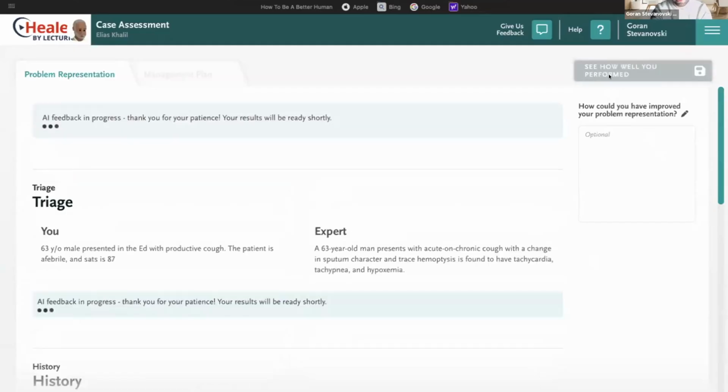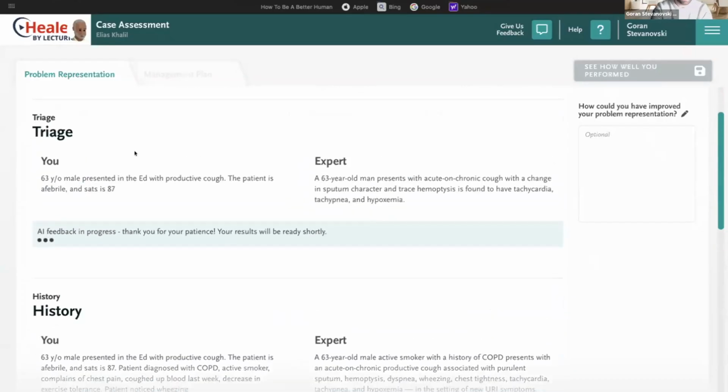When you click see how well you performed, we have AI feedback. While that is in progress, because it takes a minute, I will just show you what we've done and what the experts have done. So nobody's expecting this to be copy pasted, right?